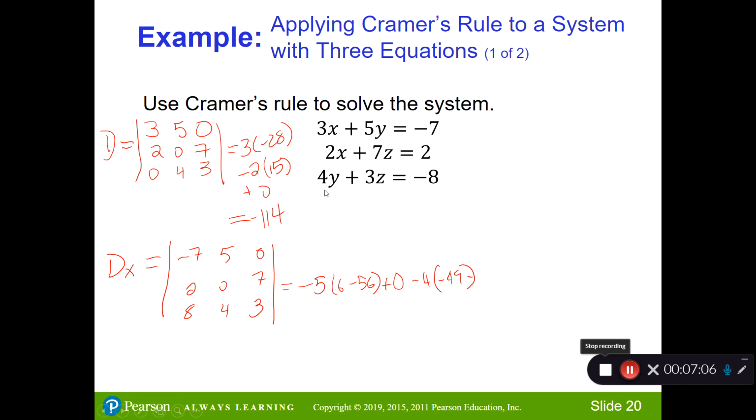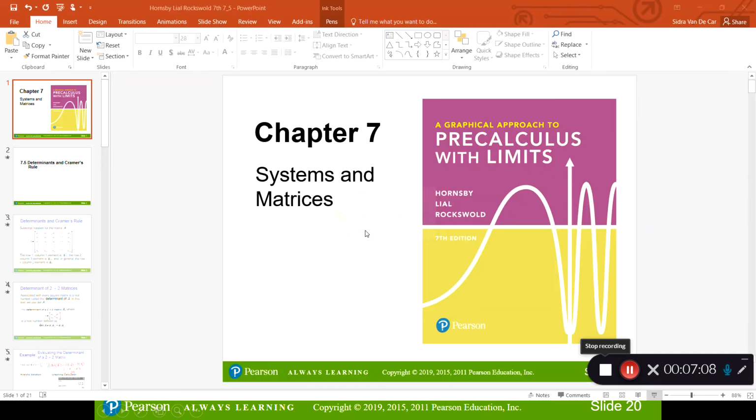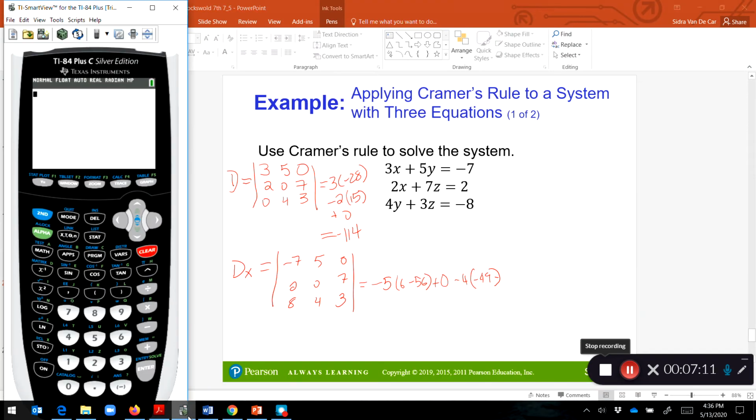Let's pull out the calculator. This will be faster. Let's just keep that, but let's pull out the calculator because I could be making some mistakes here. So this is one that's not too great to do by hand. All right, so matrix A, oops, I want to go in there and edit that to be a 3 by 3, and it goes 3, 5, 0, 2, 0, 7, and then 0, 4, 3.